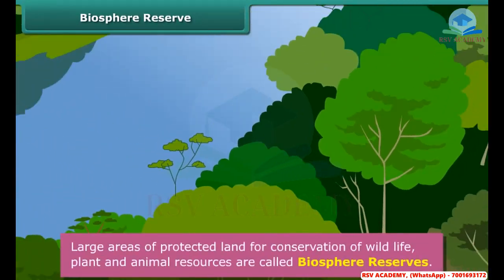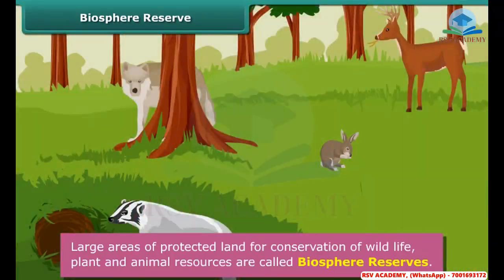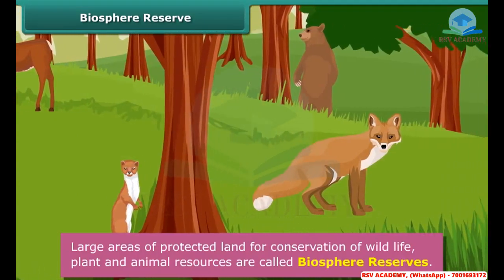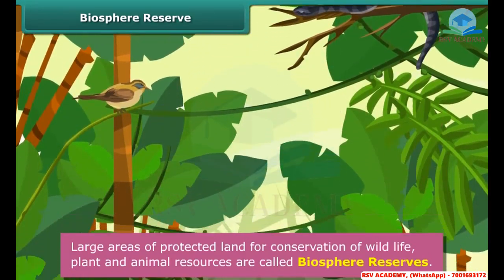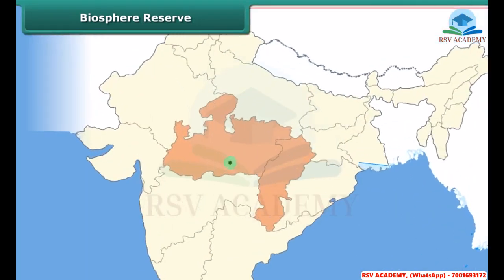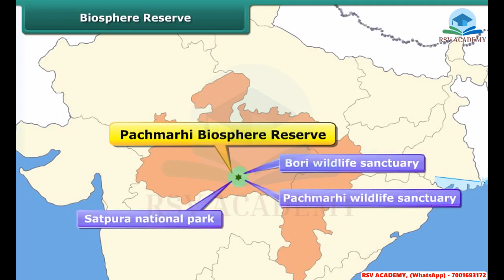Let us now look at a biosphere reserve. Large areas of protected land for conservation of wildlife, plant and animal resources and traditional life of the tribals living in the area are called biosphere reserves. These help to maintain the biodiversity and culture of an area. Do you know a biosphere reserve may also contain other protected areas in it? Yes, let me tell you an example. The Pachmarhi Biosphere Reserve consists of one national park named Satpura and two wildlife sanctuaries named Bori and Panchmarhi.